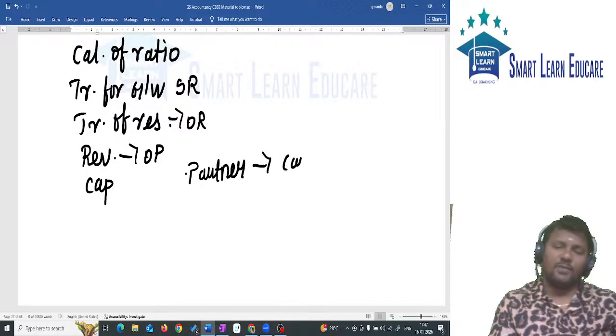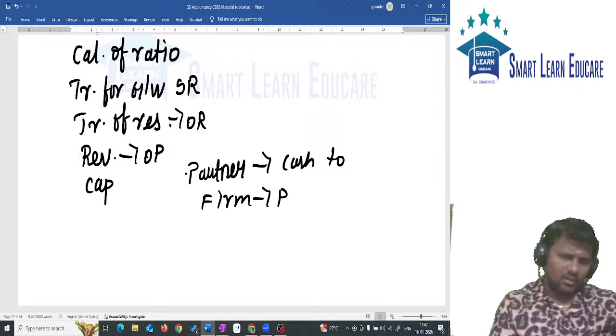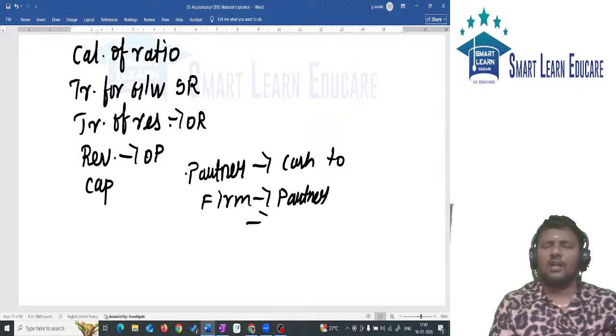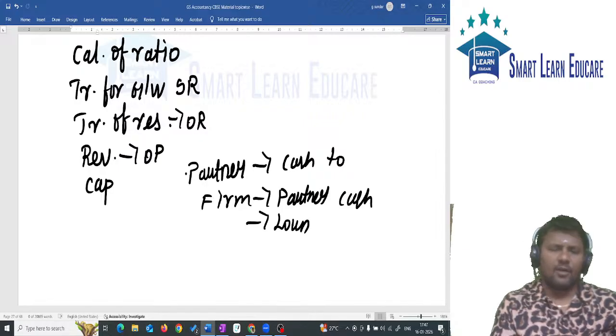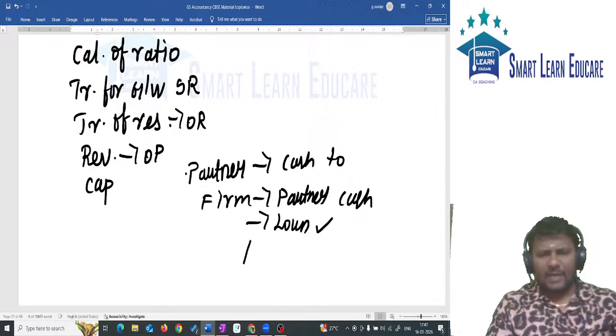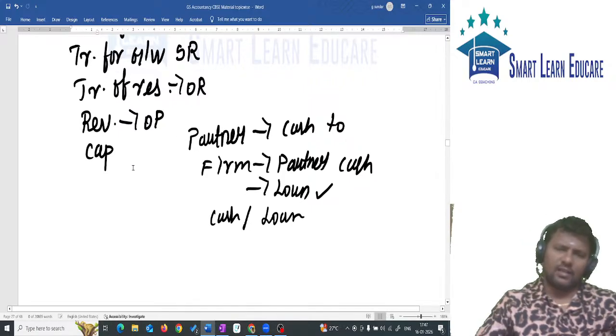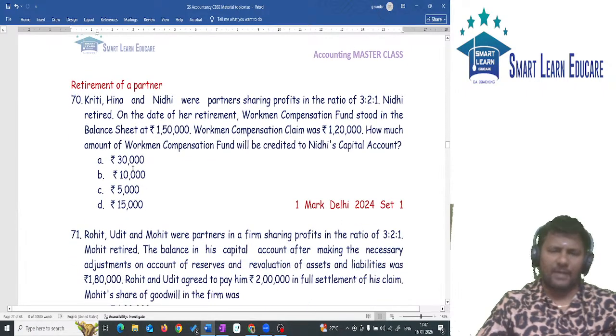In case of admission, the partner will bring some cash to the firm. But in case of retirement, the firm will repay the amount to the partner. Sometimes if the cash is not sufficient, then the amount will be transferred to loan account. Sometimes it will be paid in cash, sometimes it will be transferred to loan account. Sometimes part of the amount will be paid in cash and part transferred to loan account. Let's solve some questions on retirement of a partner.